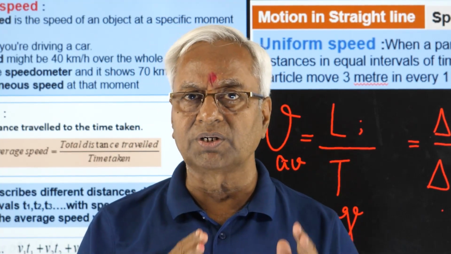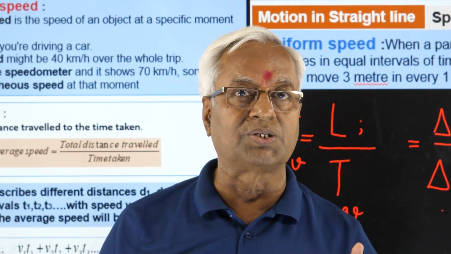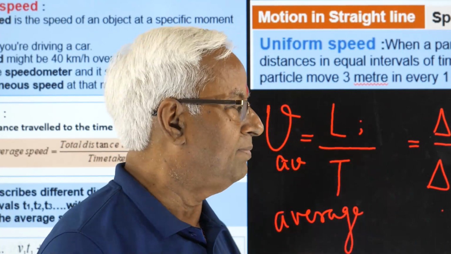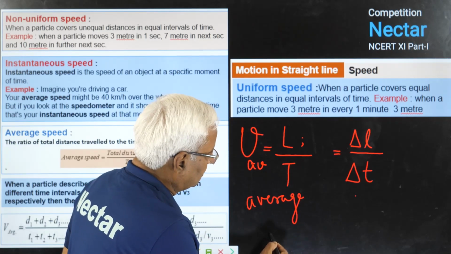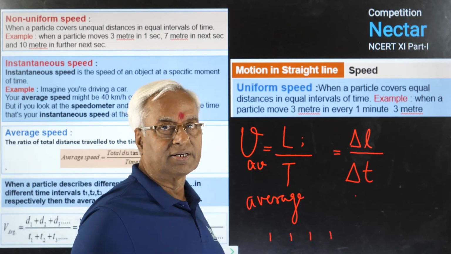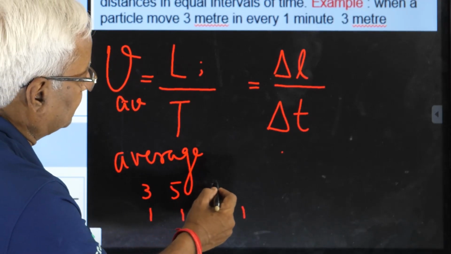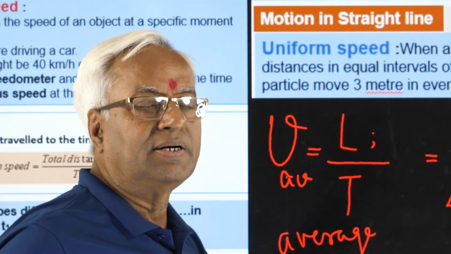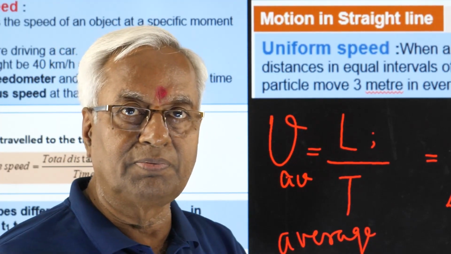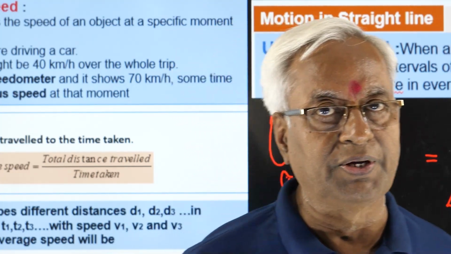If it is not happening, which means the body covers unequal distances in the same time interval, for example, you consider 1 second, every successive 1 second, and the body covers 3 meters, then 5 meters, then 6. Every second it goes on changing the distance covered. Then we would say it is non-uniform speed.